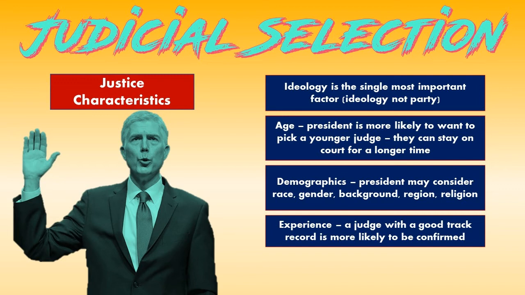Presidents will also consider things like demographics. They may consider gender or race. They may consider religion. They used to consider region a lot. I know your book talks a lot about geography. We don't really care about that anymore, but that used to be a really important thing for presidents to think about. Now they're more likely to think about different races on the court, different genders. They're trying to make the court more diverse to reflect the decision-making of the American people.